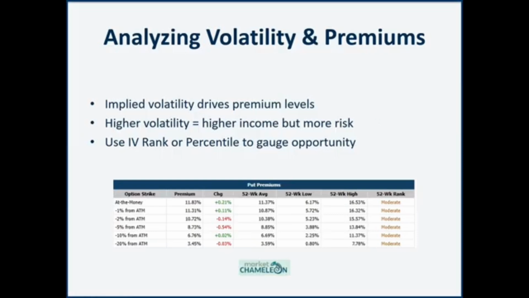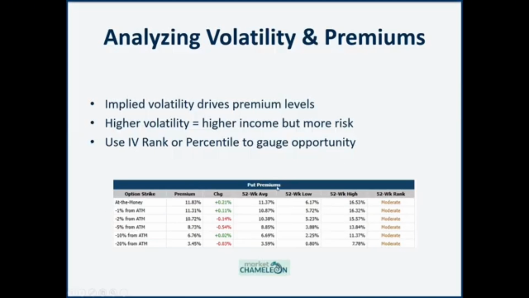High volatility, it's high volatility for a reason. The question is, is it too high? That's a decision that you have to make when you're selling options or buying them. So you can use something like implied volatility rank or the percentile to gauge opportunity. So I just posted an example. This is from a site called Market Chameleon, an options analytics site. They have a lot of great stuff if you're looking for really in-depth stuff.